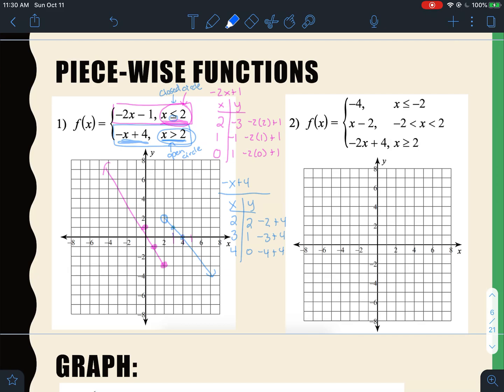So that's my piecewise function. It has two different pieces that make up the function. Let's look at another one. Let's look at the one next door.